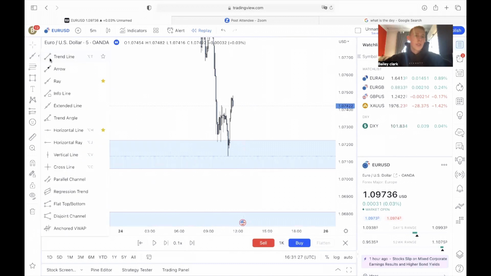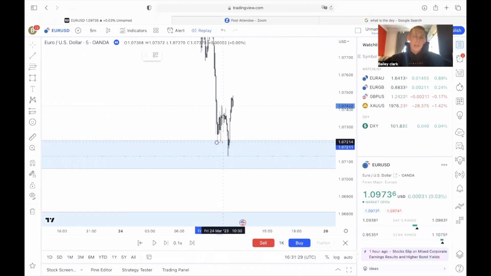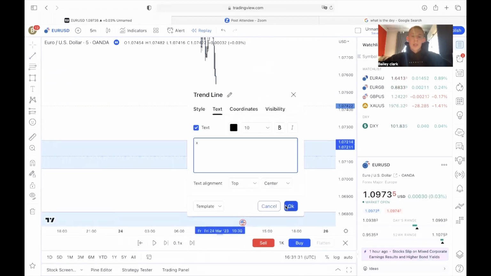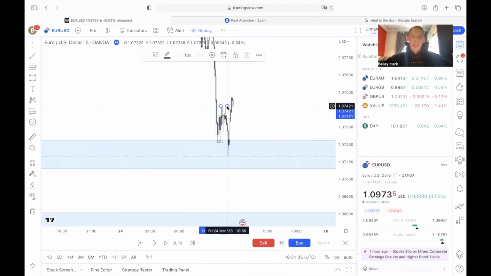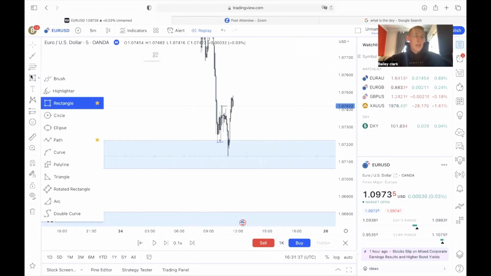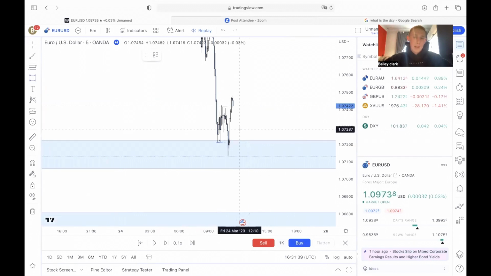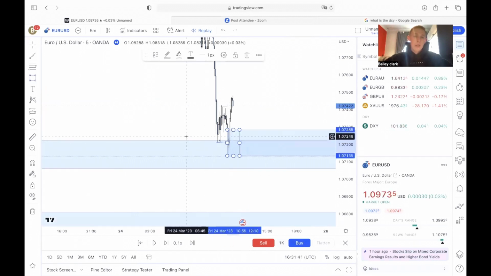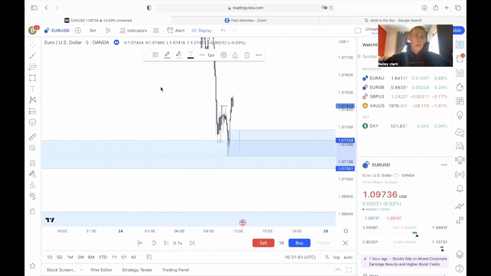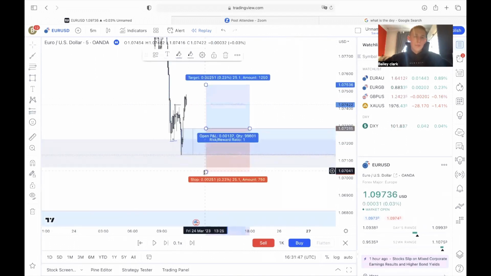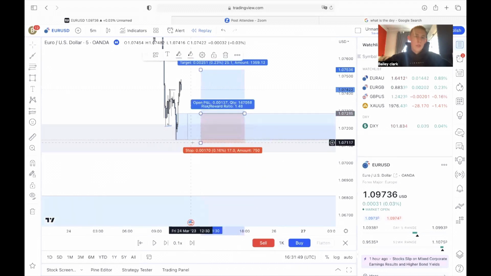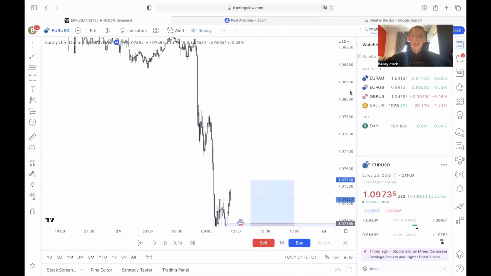So what we can see is that price has swept these two equal lows. We have then broken structure to the upside just here, and we have left behind a very nice level of imbalanced demand just below. And that would be our entry point just here.